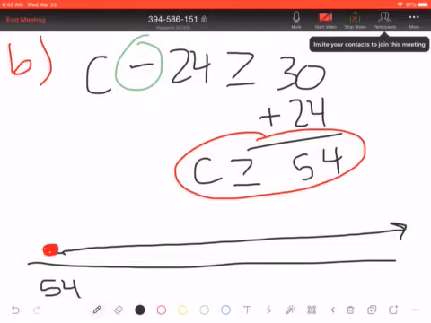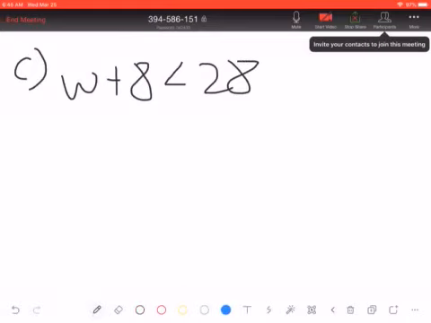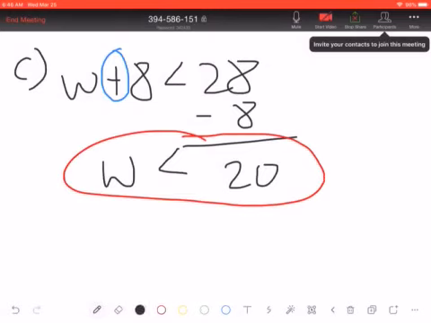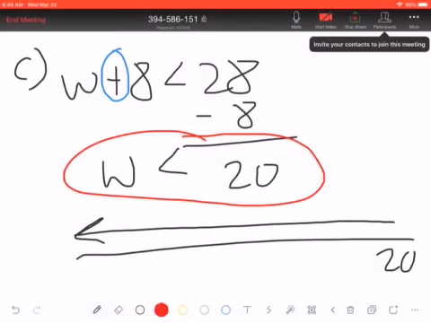And next we've got W plus 8 is less than 28. So again, we'll use inverse operations. This time it's adding, so we're going to solve by subtracting. So we'll subtract our 8, 20, bring everything else straight down. So our answer is W is anything less than 20. So since I know it's going to be less than, I'll start there. It's going to be everything down there, and in this case my boundary point is open because it doesn't include the 20.